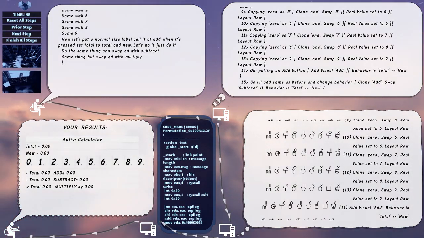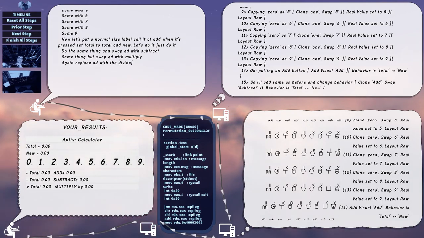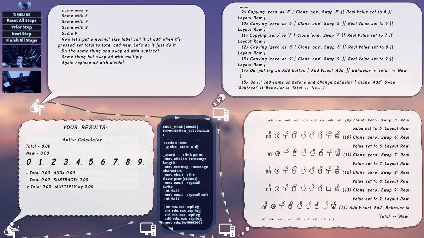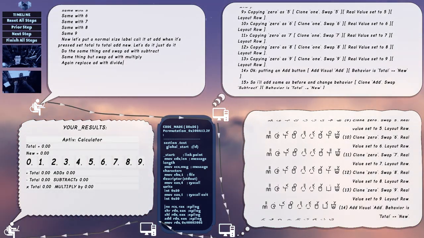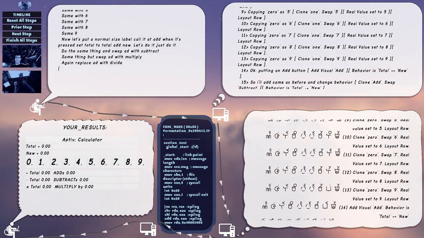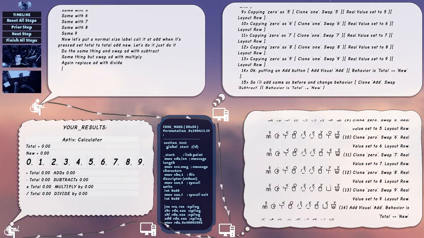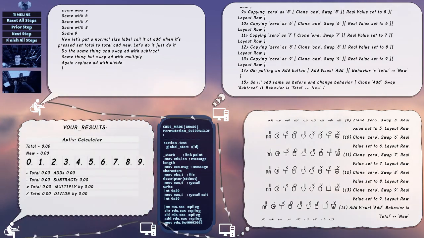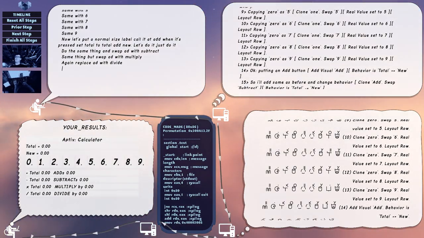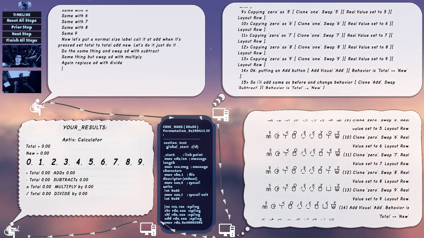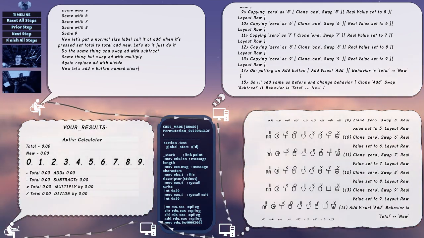Again, replace add with divide. Do it. Adding divide like before. Now, let's add a button named clear. It sets the total to 0.